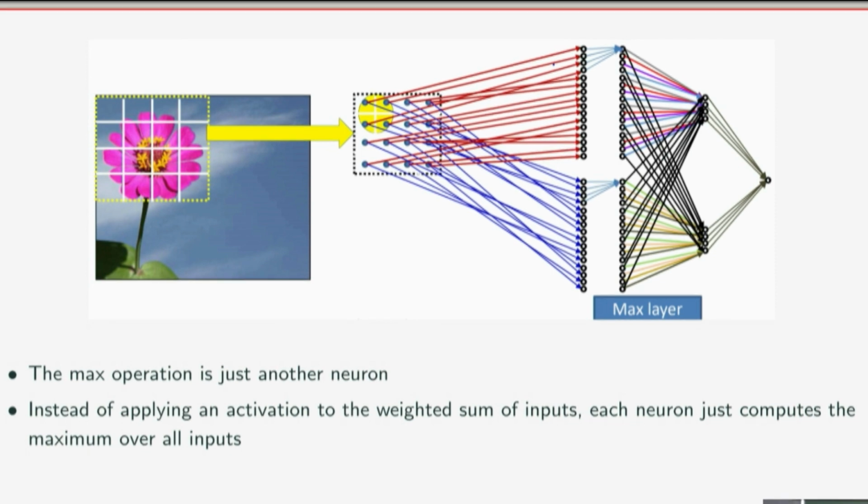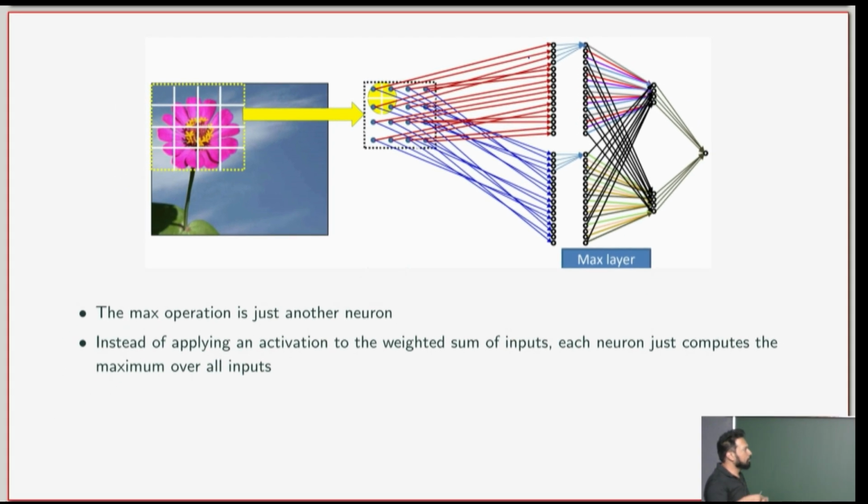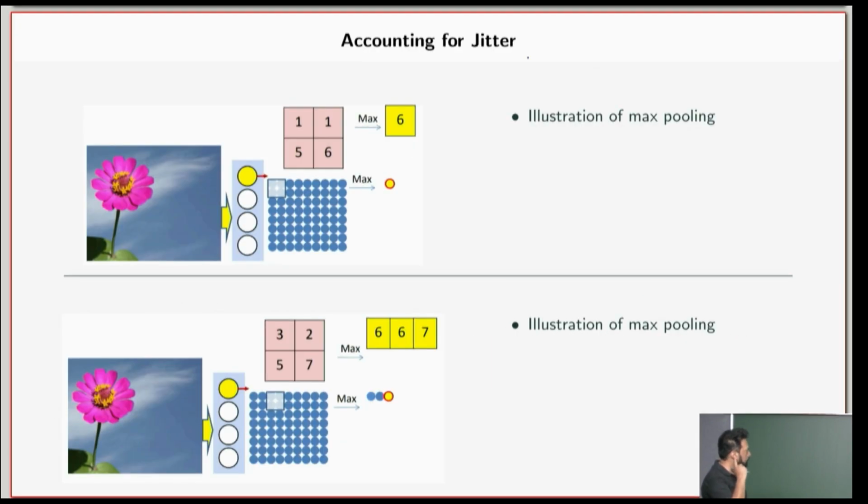So the max operation could be seen as another neuron. That's another view: a neuron that just does the max operation. This is how max pooling will progressively give you new values.